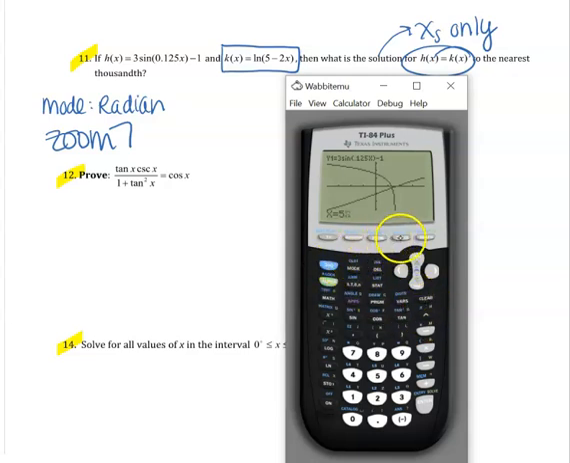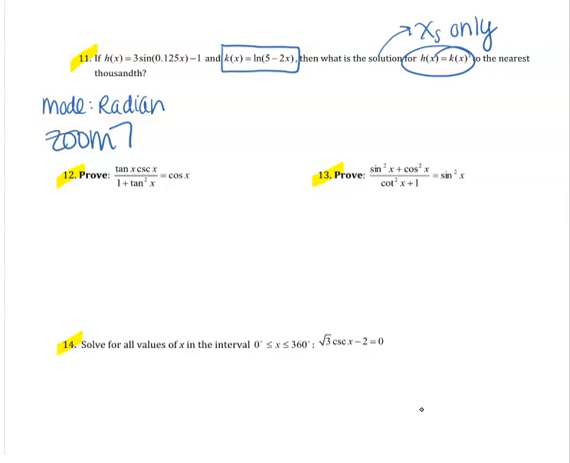Second trace, option 5. So it's jumping on my y1, so yes, you're on my y1, hit enter. Now it's on my y2, which is my log graph, so yes, hit enter again. And then for guess, there's only one intersection, so you don't really have to move it, but if you do, you just move it closer to the intersection you're trying to find. And then we hit enter one more time. And there you go, your x-intercept to the thousandth would be 2.099.